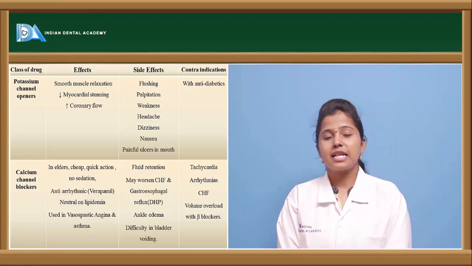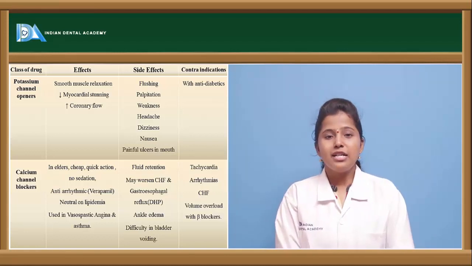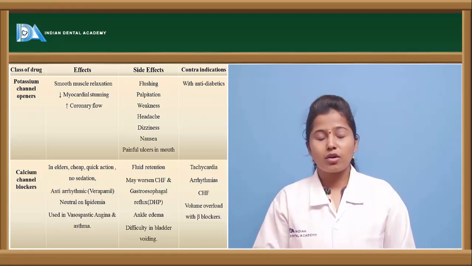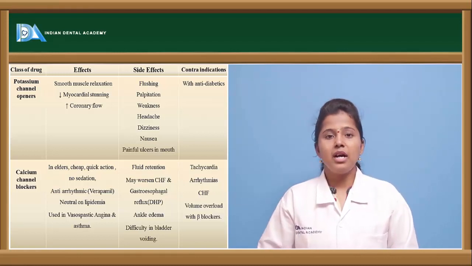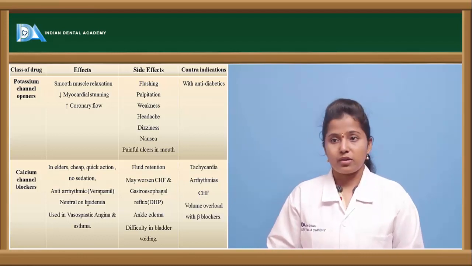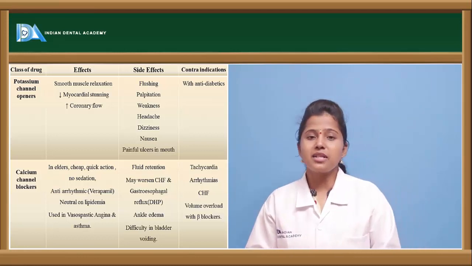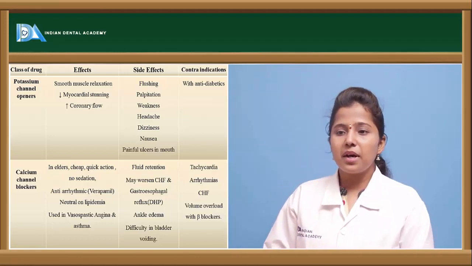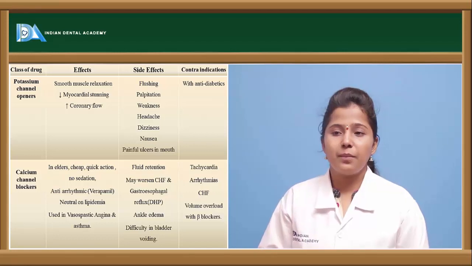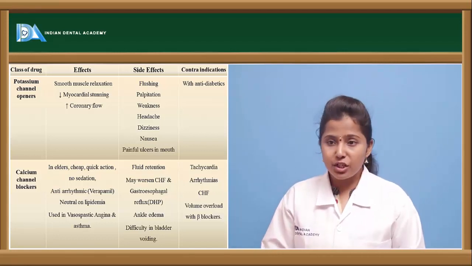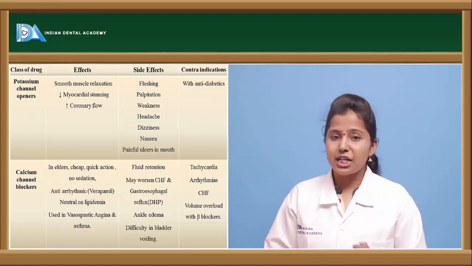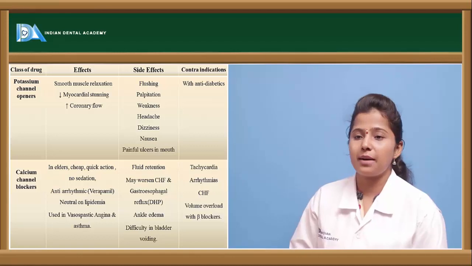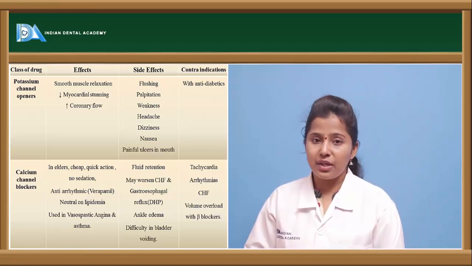And the other class of drugs is calcium channel blockers. The most common use of calcium channel blockers is in arrhythmia. They are also used in angina pectoris. And let us see the effects. What happens if calcium channel blockers are taken? In elderly patients, there is quick action and no sedation. And the other one is anti-arrhythmic activity, very specially with verapamil.